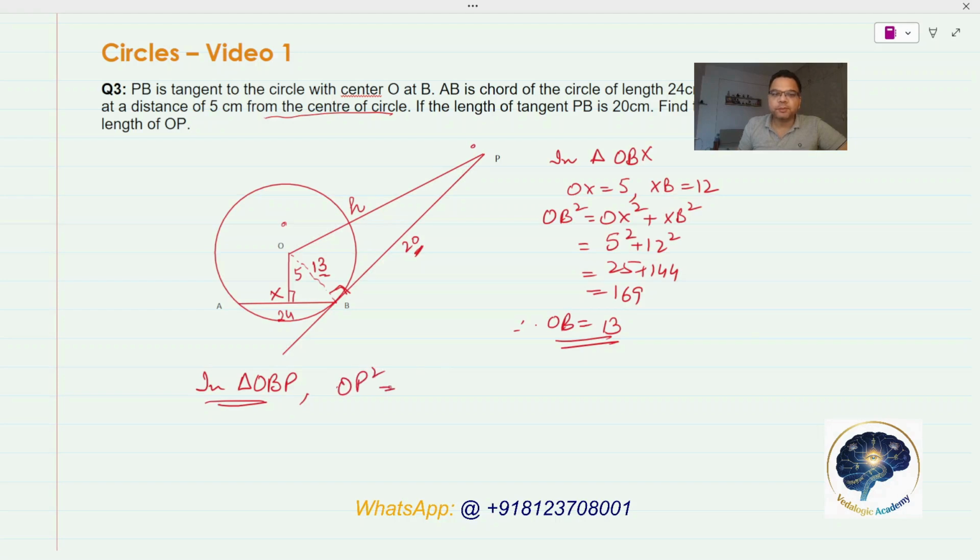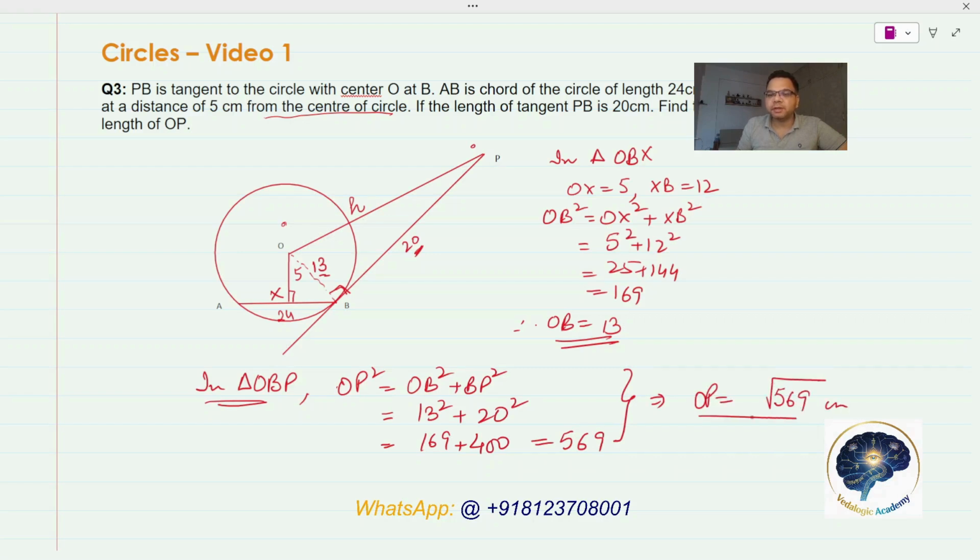So OP square equals OB square plus BP square. OP square we have to find out. OB square is 13 square plus 20 square, correct? So it becomes 169 plus 400, which is nothing but 569. So based upon this, we can say OP is nothing but root of 569 centimeters. We can leave it like this only because this is not a perfect square. So I hope this is also clear. It's a very easy question.